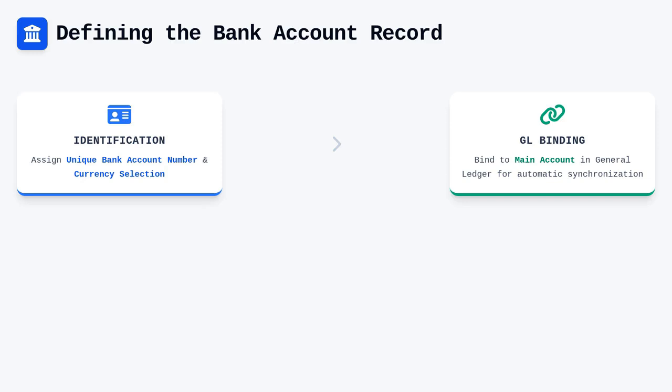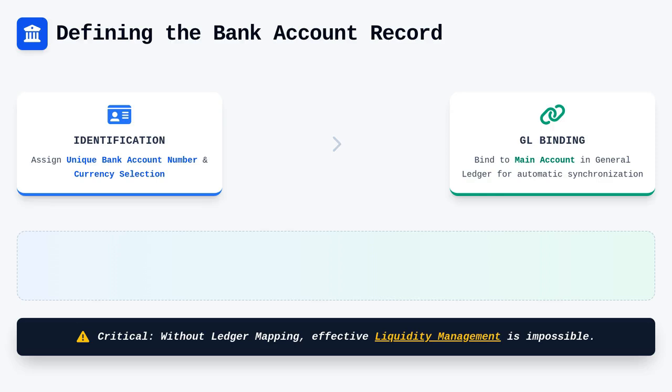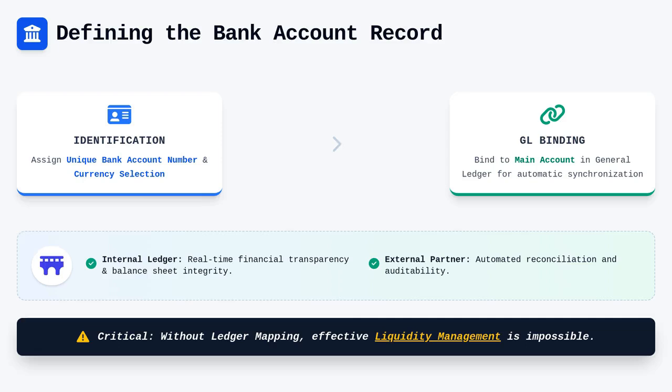A vital configuration step involves binding the bank account to a main account in the general ledger. This binding ensures that every cash outflow or inflow is automatically reflected in your accounting records, maintaining the integrity of your balance sheet. Without this ledger mapping, the system would be unable to provide the real-time financial transparency necessary for effective liquidity management. Consequently, the bank account record acts as the bridge between your internal ledger and the external financial partner, facilitating automated reconciliation and auditability.